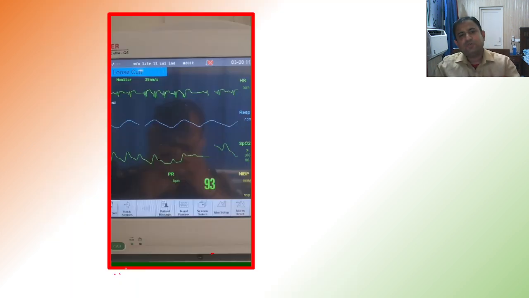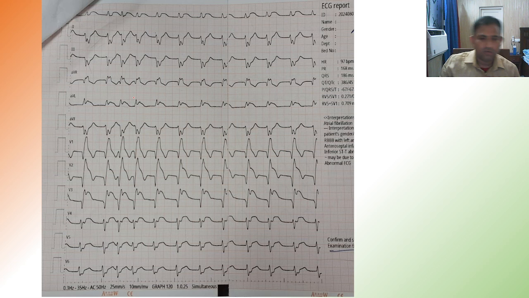So the monitor showed presence of an unstable cardiac rhythm. So we did an ECG. Now you look at this ECG. What has happened in this ECG?